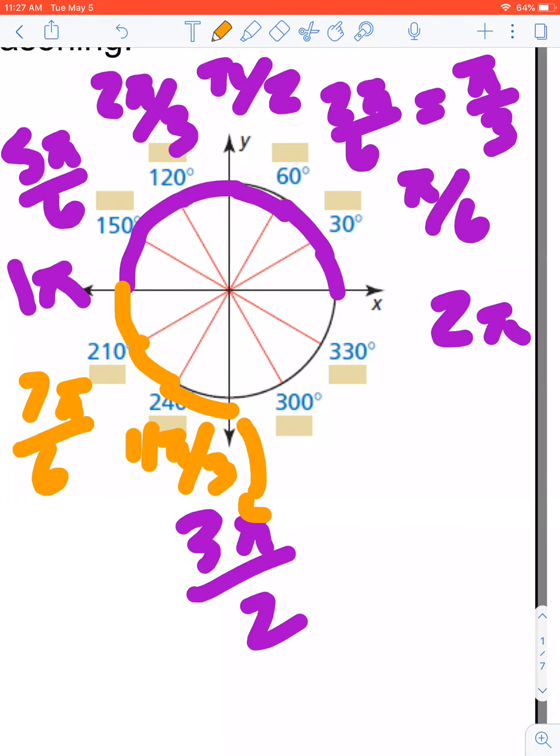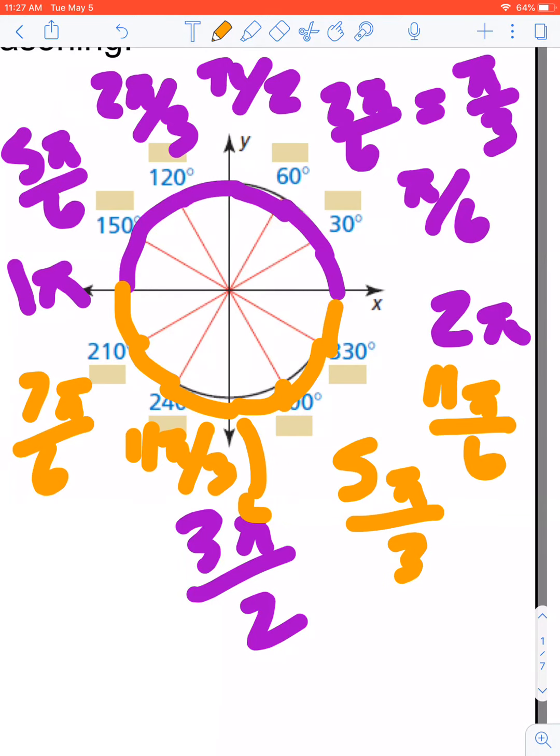9/6, which is 3 pi over 2. 10/6, which is 5 pi over 3. 11/6, which you can't reduce down. And then 12/6, which is 2 pi.